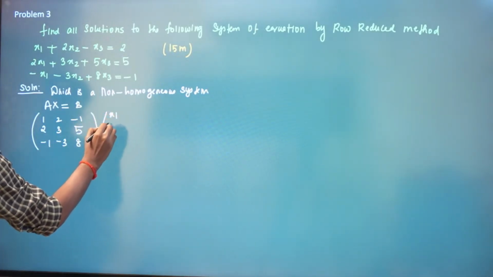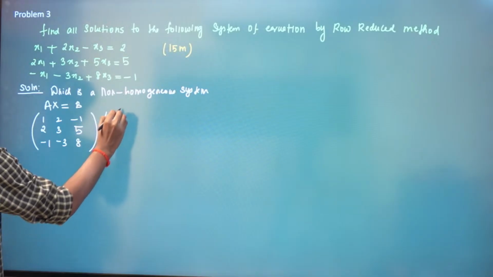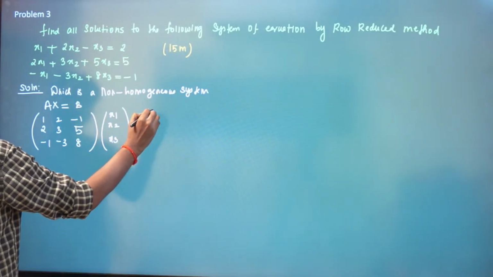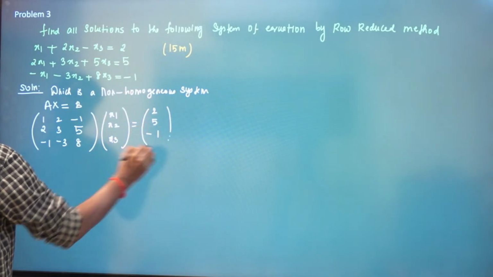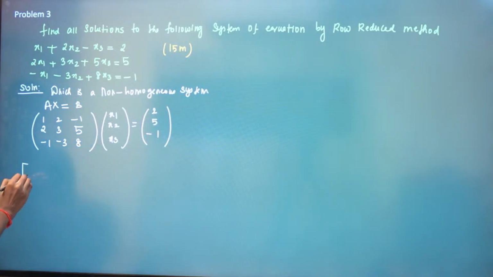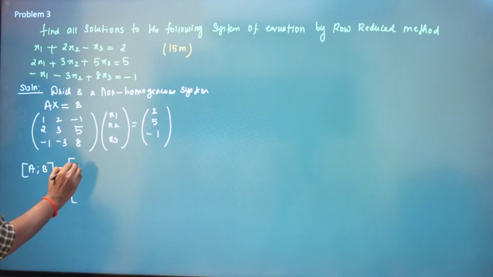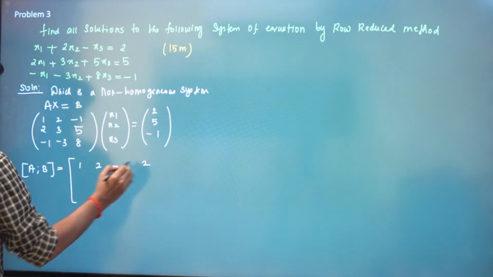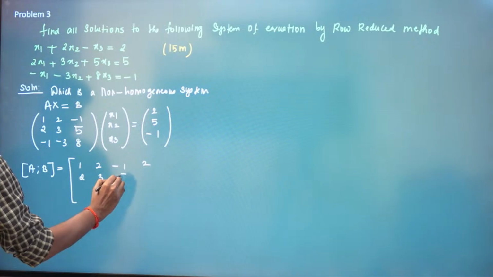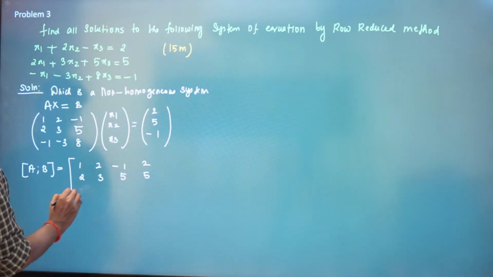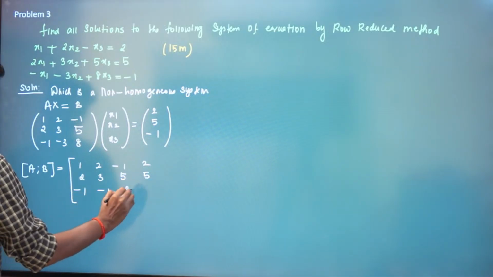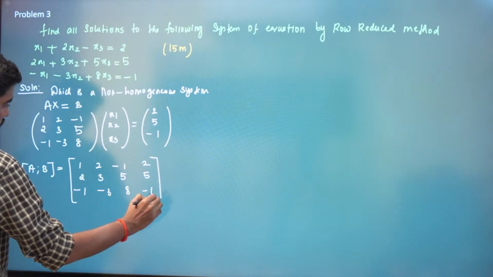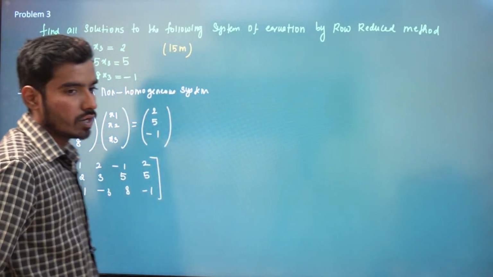And our unknown vectors are x1, x2, x3, equal to 2, 5, 1. So we will solve by the Gaussian method. We will find the augmented matrix [A | B]. So we have 1, 2, minus 1, 2; 2, 3, 5, 5; minus 1, minus 3, 8, and minus 1, right? So we'll reduce this to row echelon form.